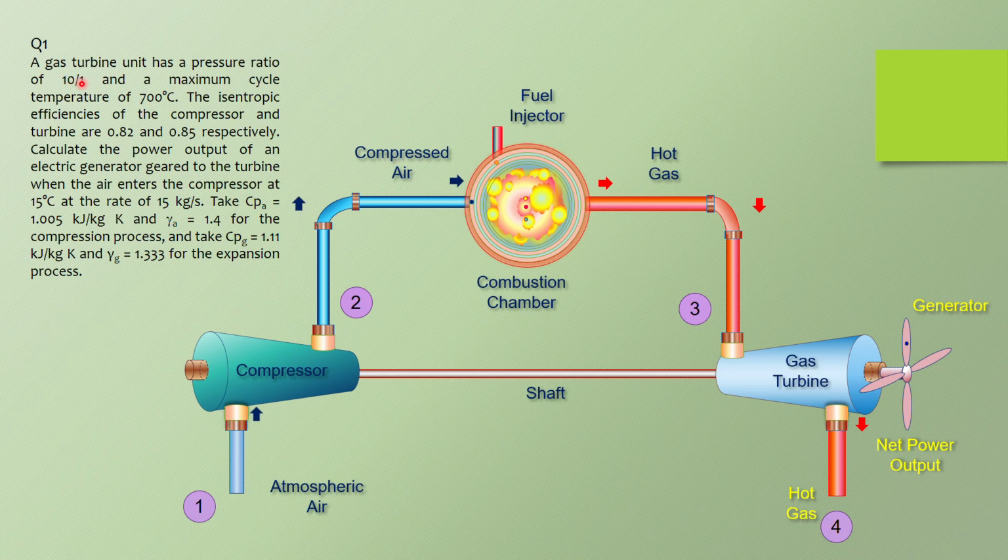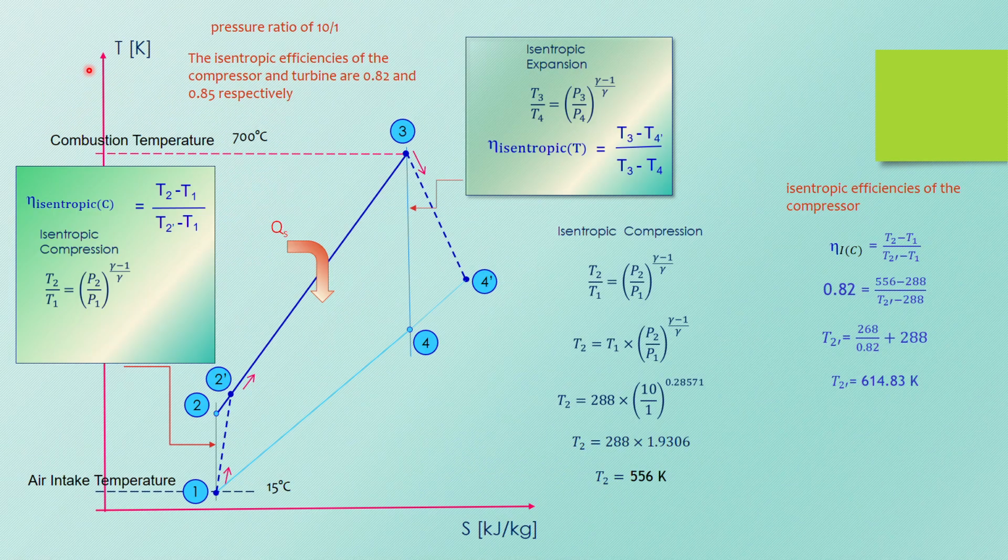So, what does this overall pressure ratio mean? We have to refer to the TS diagram. When you refer to this TS diagram, you can see the points 1, 4, and 4 prime are at one pressure line, and the other points such as 2, 2 prime, and 3 are at another pressure line. So when the question says overall pressure ratio or pressure ratio, it is referring to this pressure line: the pressure here, to this pressure here, is 10 times.